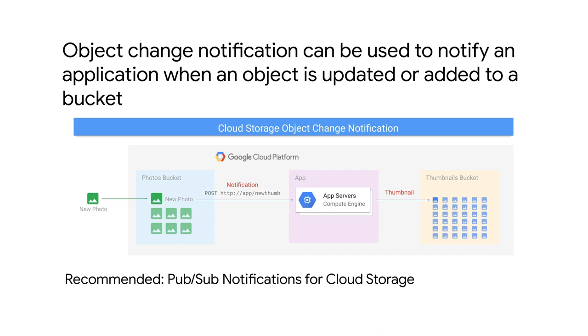However, Pub/Sub notifications are really the recommended way to track changes to objects in your cloud storage buckets because they're faster, more flexible, easier to set up, and more cost-effective. Pub/Sub is Google's distributed real-time messaging service, which is covered in the Developing Applications courses.